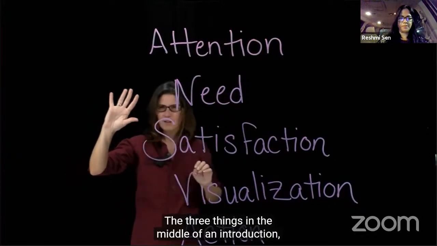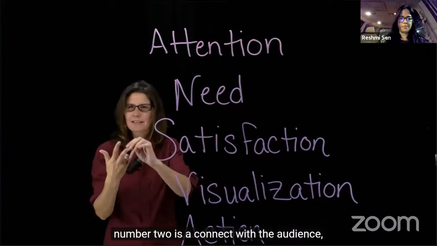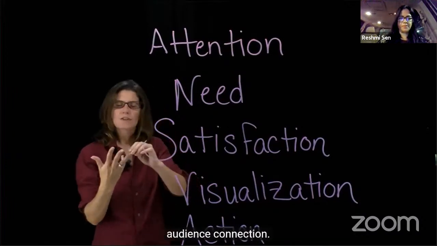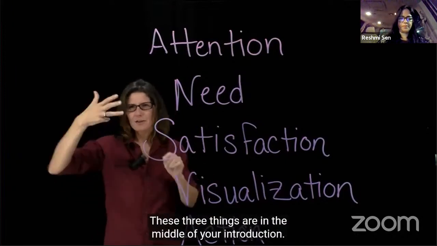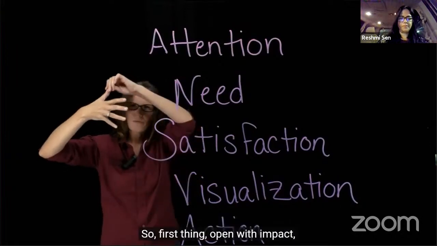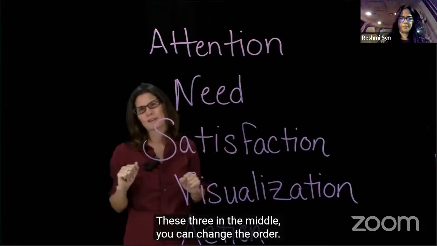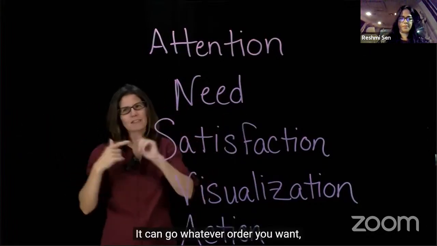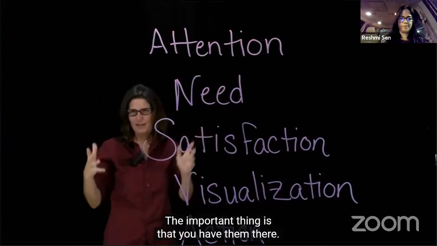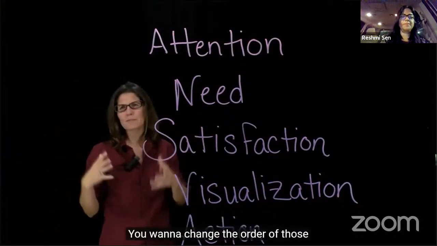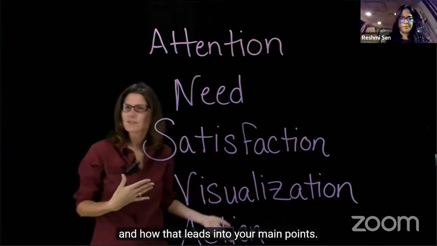The 3 things in the middle of an introduction that always happen: Number 1 is a thesis statement. Number 2 is a connection with the audience. The third one is speaker credentials, explaining your credibility to the audience. These 3 things are in the middle of your introduction. So first thing, open with impact. Last thing, preview the main points. These 3 in the middle, you can change the order. It can go whatever order you want for the thesis, the audience connection, and the speaker credentials. The important thing is that you have them there. You want to change the order of those depending on what makes the most sense for your presentation, with your open with impact and how that leads into your main points.